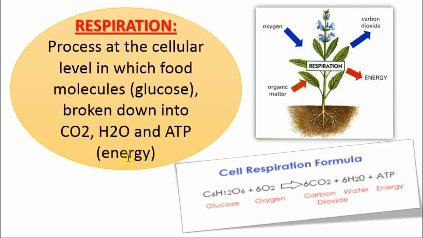The first one, respiration, is the process at cellular level in which food, that is glucose, is broken down into simpler molecules like carbon dioxide, water and ATP energy. Here you can see its reaction. This is glucose. When oxygen is combined with it, it forms carbon dioxide, water and ATP energy, which is used by organisms, both plants and animals. Here in this picture, you can also see oxygen and organic food. By respiration, energy, carbon dioxide and water are produced.